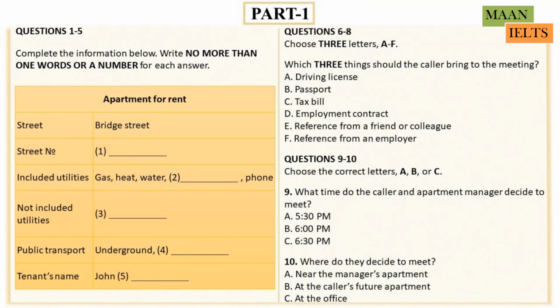Now look at Part 1. Part 1. You will hear a man renting an apartment over the phone. First, you have some time to look at questions 1 to 5.